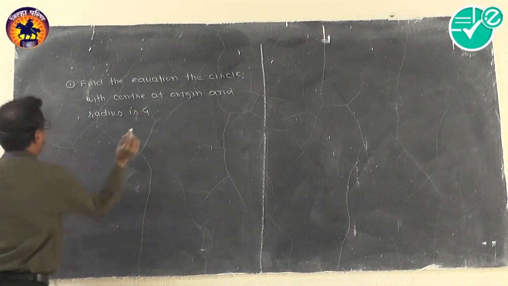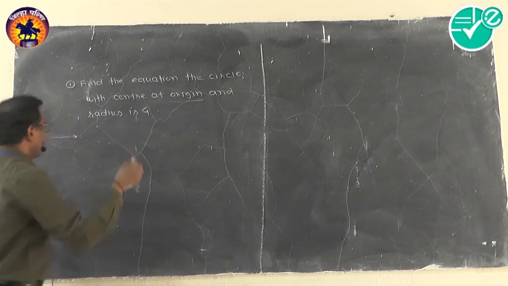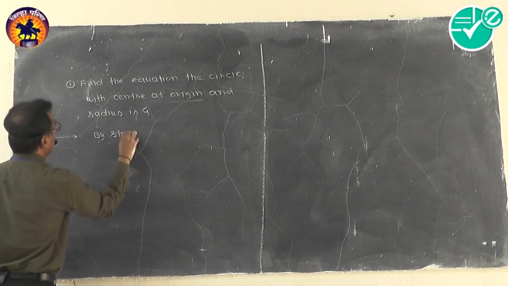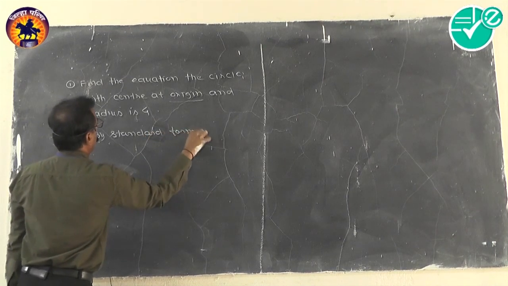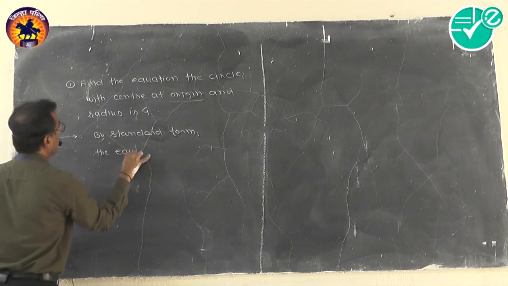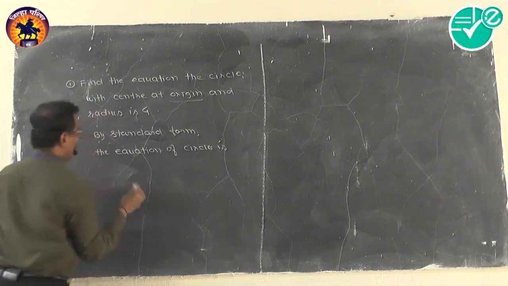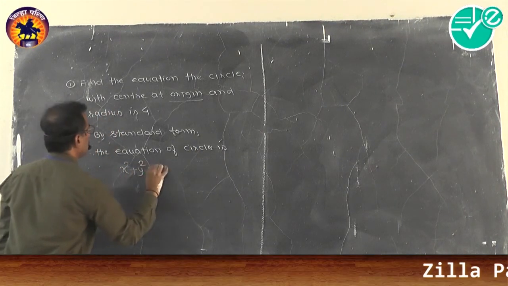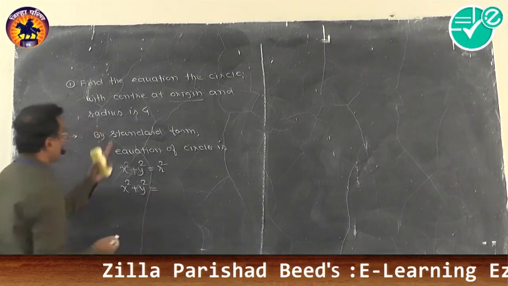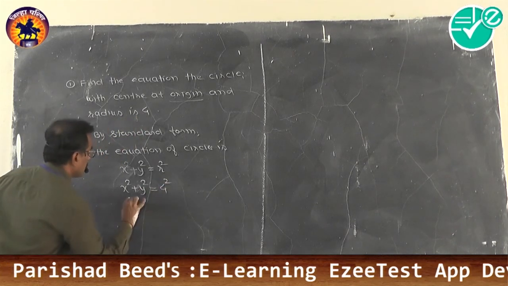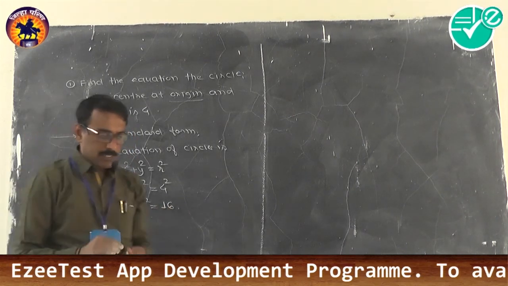Radius is 4. Let us solve this problem. The basic structure: the center given is the origin, which means we can use the standard form. By standard form, the equation of the circle is x square plus y square equal to r square. The radius is given to be 4, so it is 4 square. So the problem completes here. It is x square plus y square equal to 16.